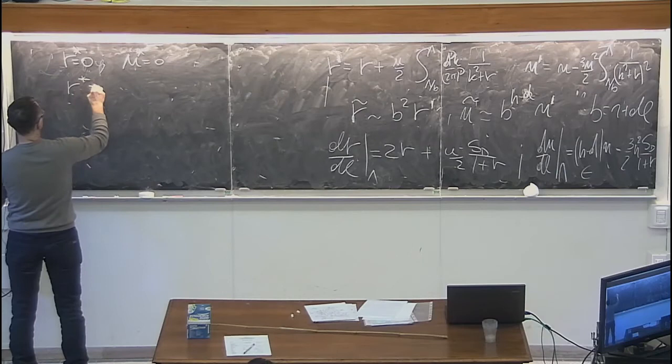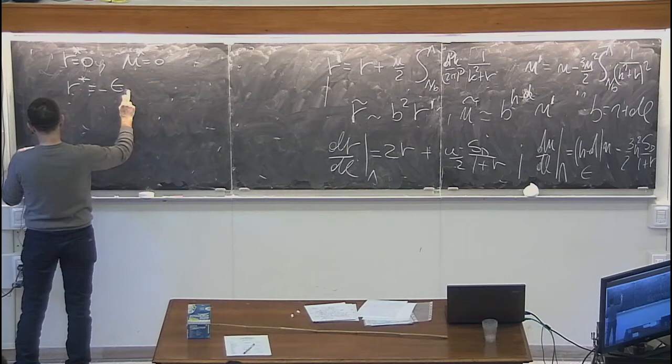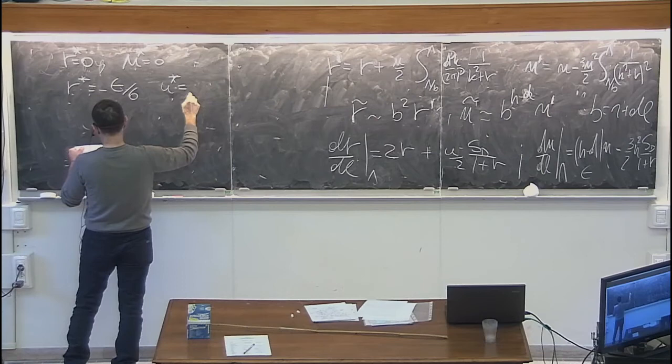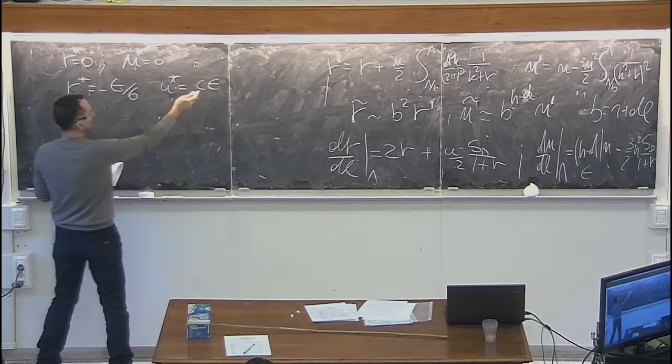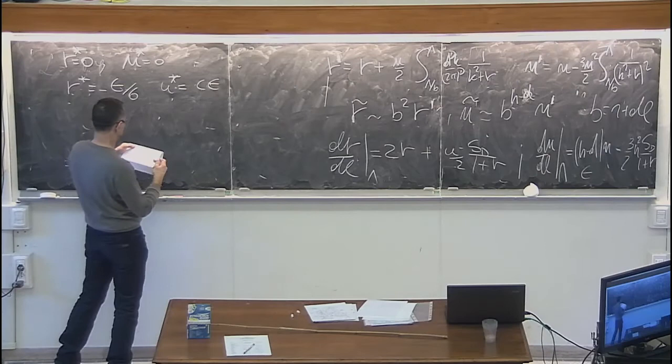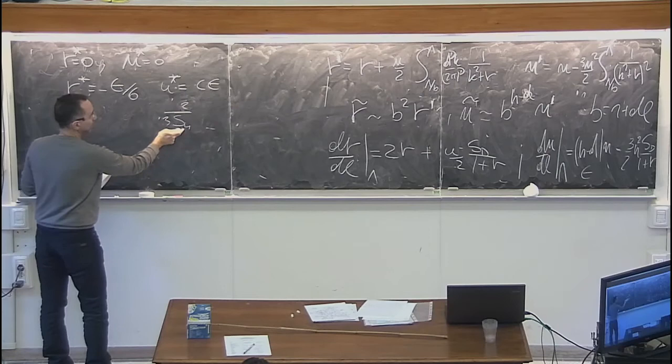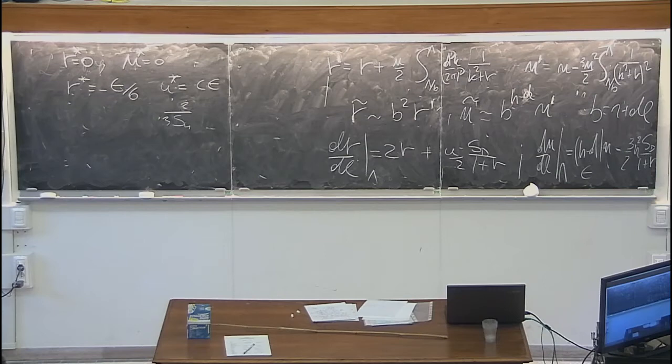R star is equal to minus epsilon. So we are considering, should be 6. And U star is equal, well, to a constant C times epsilon. I'm not sure about this constant. Okay, probably the constant here is 2/3 S4. S4 is the area of the sphere, okay, in four dimensions. Okay, this is not relevant to the constant. These are two fixed points.